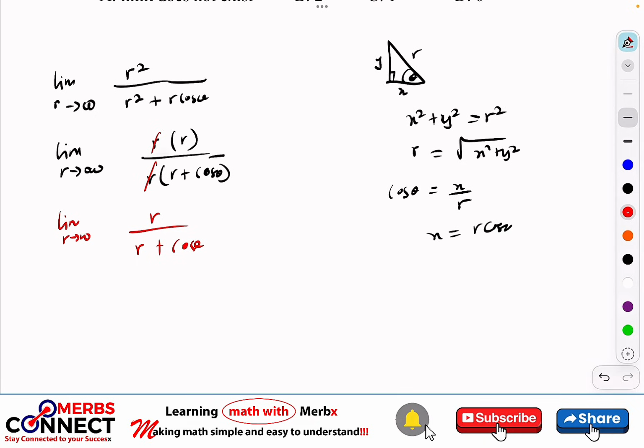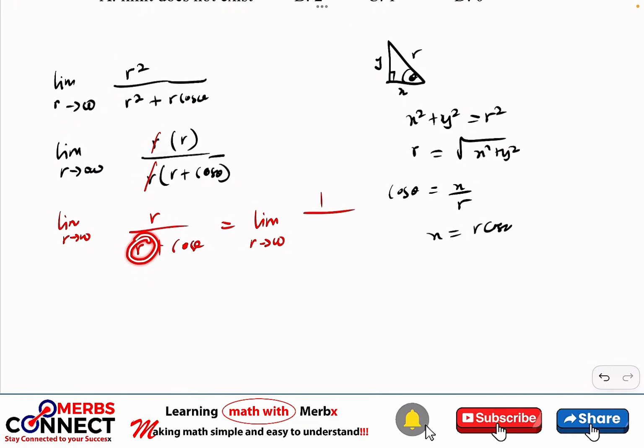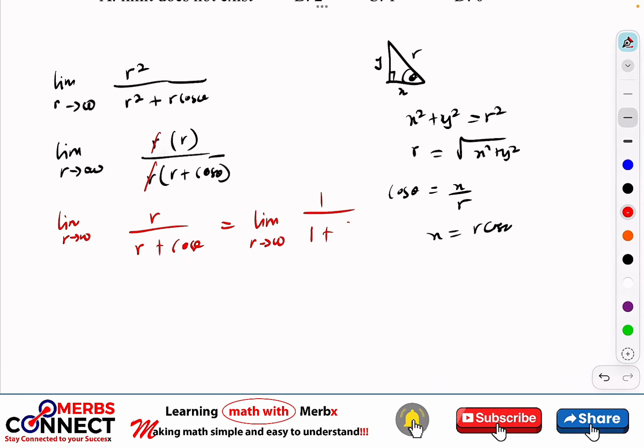So now what is going to happen here? Since r is approaching infinity, I would like to divide the top by r and the bottom by r. When I divide this one by r, I'm going to have 1. When I divide this one by r, I'm going to have 1 plus, and when I divide the last one, I'm going to have cos of theta divided by r.